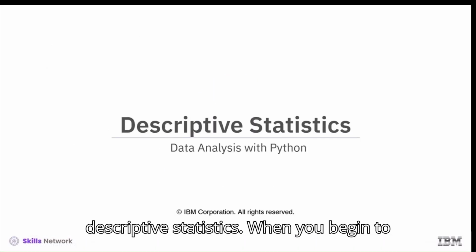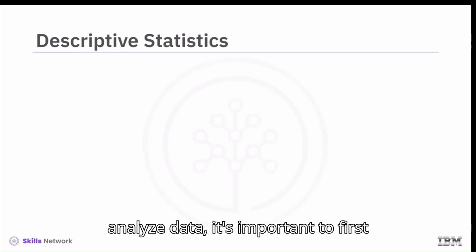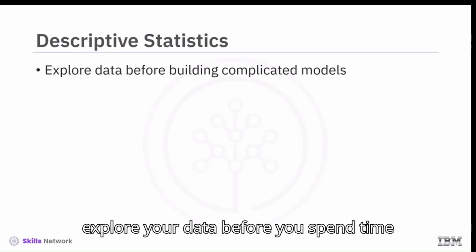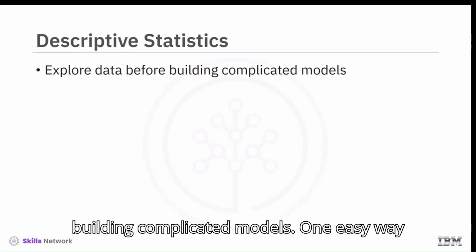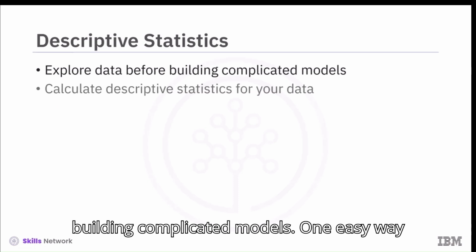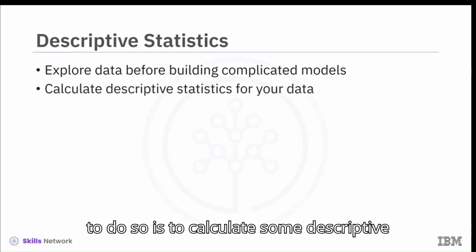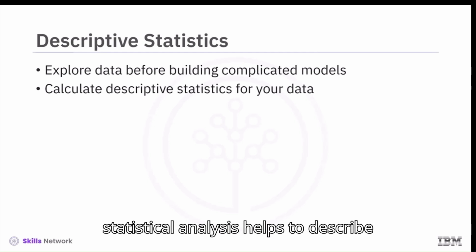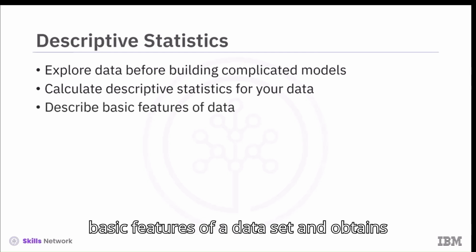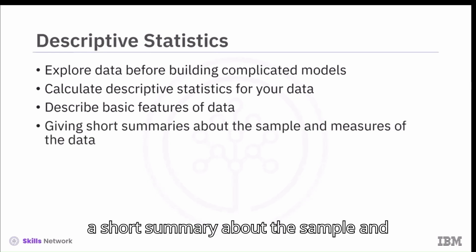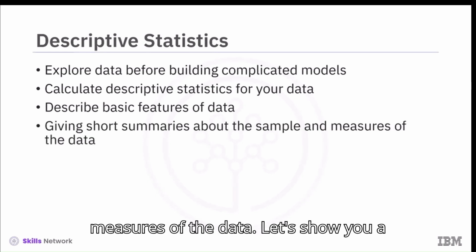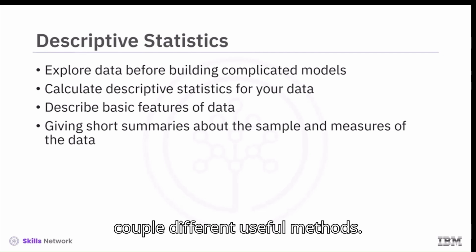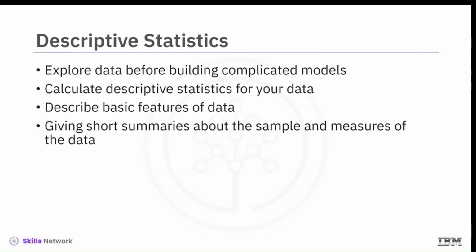Descriptive statistics. When you begin to analyze data, it's important to first explore your data before you spend time building complicated models. One easy way to do so is to calculate some descriptive statistics for your data. Descriptive statistical analysis helps to describe basic features of a data set and obtains a short summary about the sample and measures of the data. Let's show you a couple different useful methods.